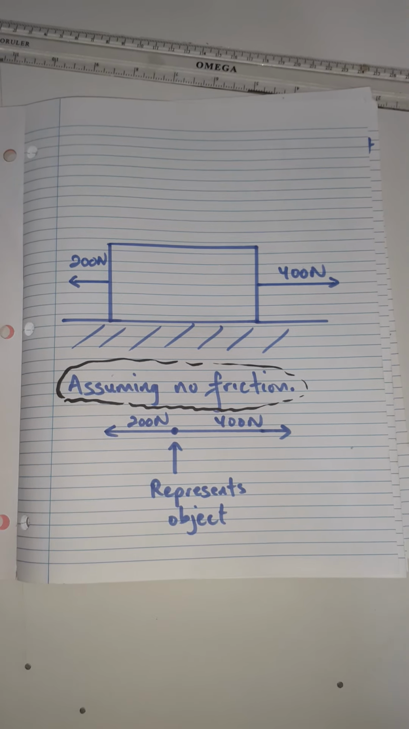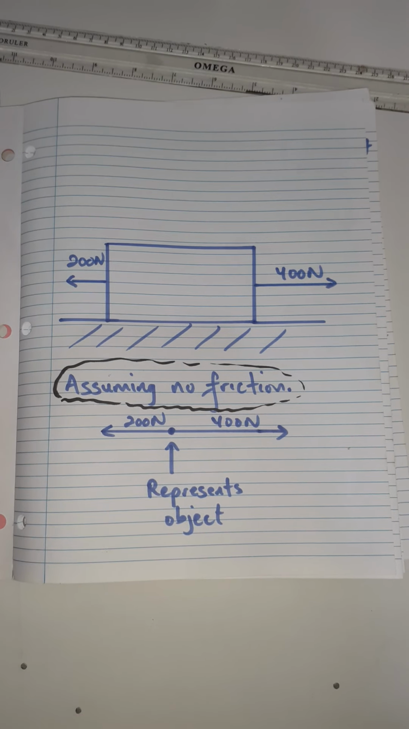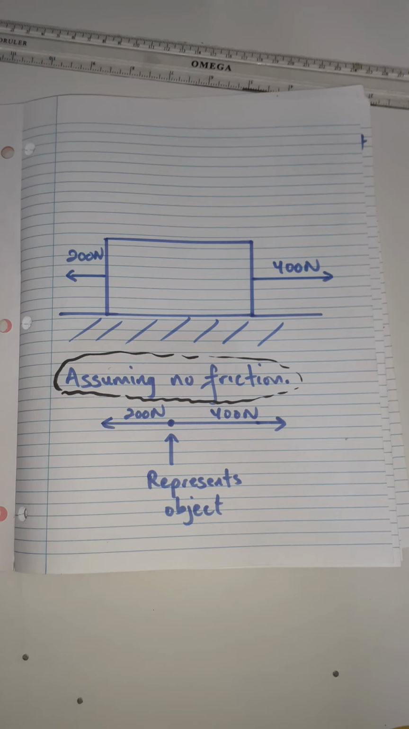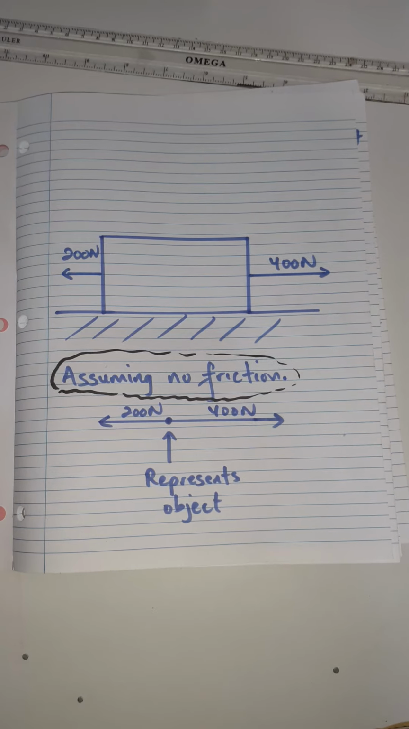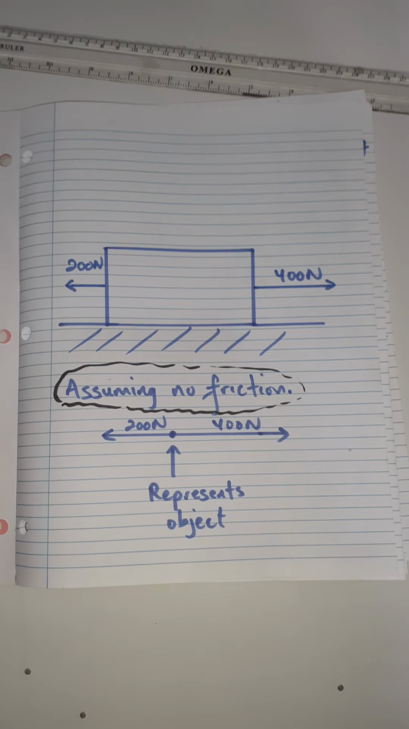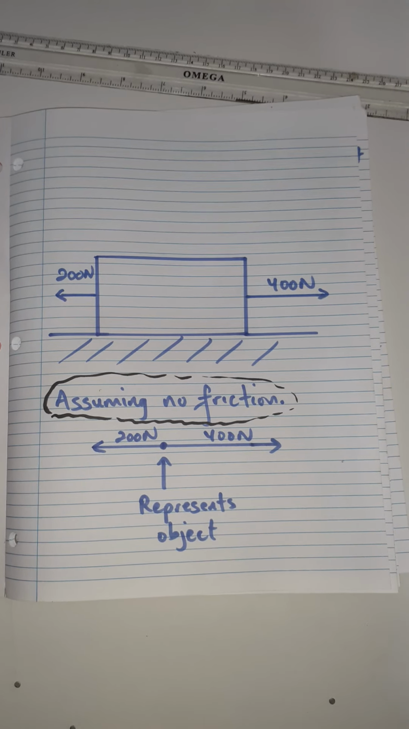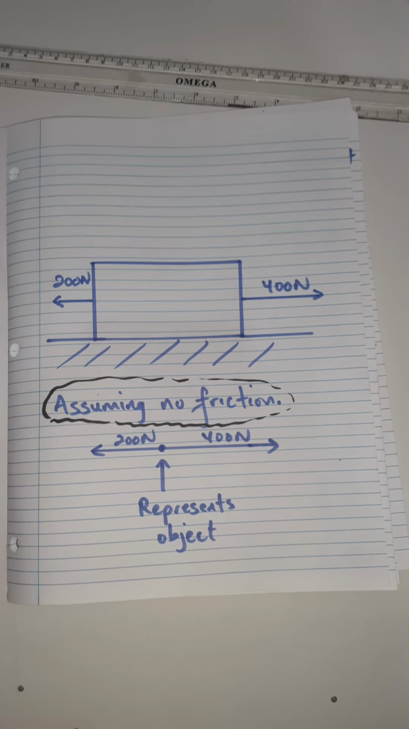So if we have, as in the case here, two forces acting on a box, and we're assuming that the box has no friction with the ground, one force is 400 newtons acting to the right, and the other is 200 newtons acting to the left, right?